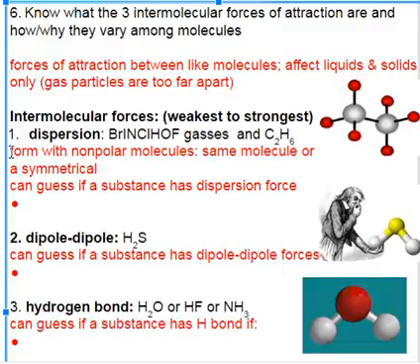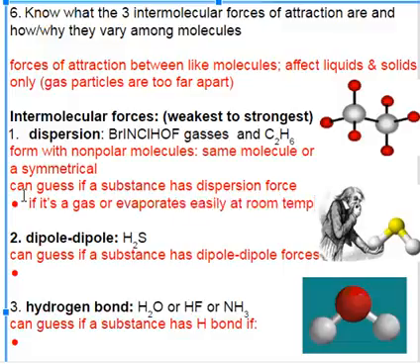You should be able to make a pretty good guess if a substance has a dispersion force, because if it's a gas or it evaporates easily at room temperature, that's your hint. It has a dispersion force. There's not much holding it together. Okay, something that evaporates easily at room temperature either has a dispersion force or a really weak dipole-dipole force. It definitely doesn't have a hydrogen bond in there.